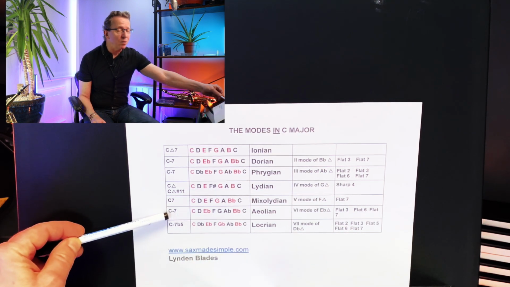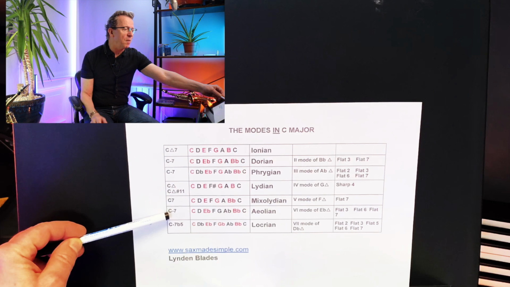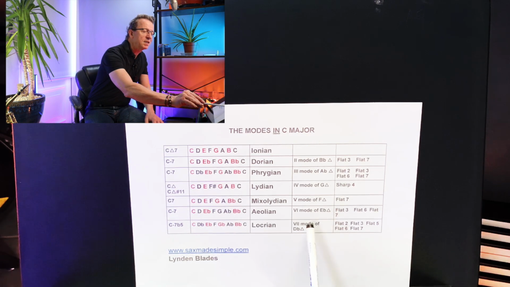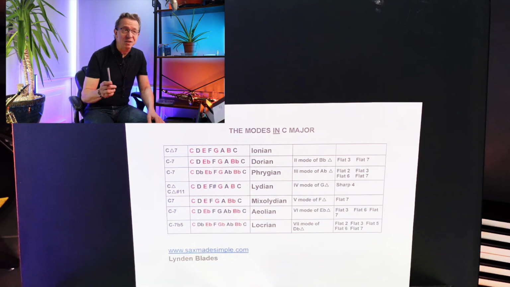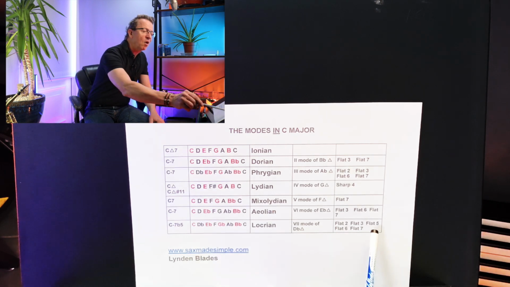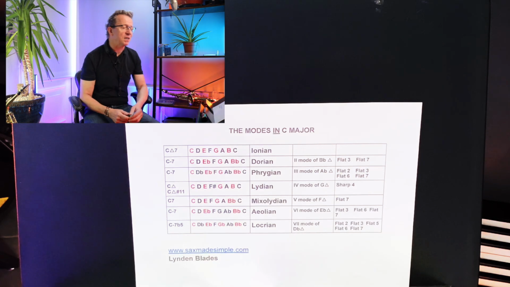This is your Aeolian, which is the relative minor, and this would be the relative minor of E flat major. If you want to build a relative minor or Aeolian mode, you flatten the third and you flatten the sixth and you flatten the seventh. And with this Locrian, you have to flatten everything, and this is the big thing that makes a Locrian. It's got a flat 5, so it's got flat 2, flat 3, flat 5, flat 6 and flat 7. So if you ever flatten the fifth of a major scale, you get this really dark, dangerous sound.